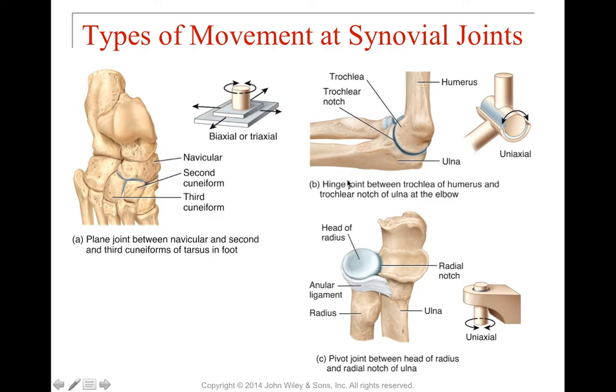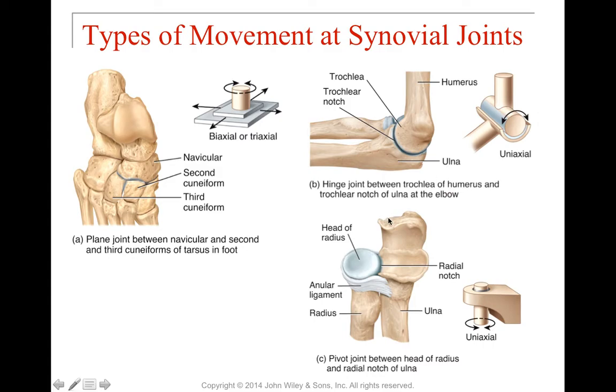Here's a hinge joint. The hinge joint is only going to allow one range of motion, right? And so here we have the trochlea of the humerus interacting with the trochlear notch on the ulna, allowing for uniaxial, so one direction of motion.